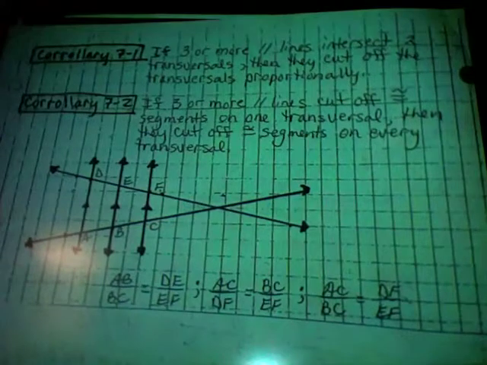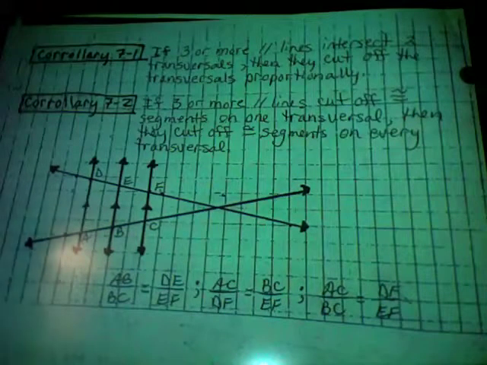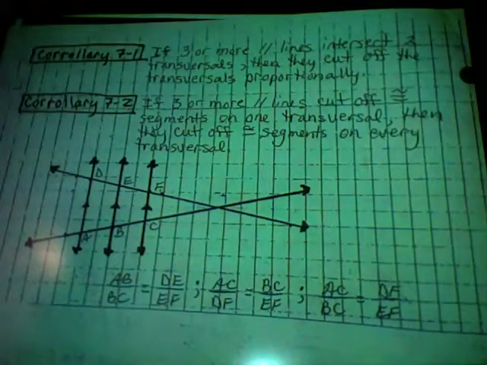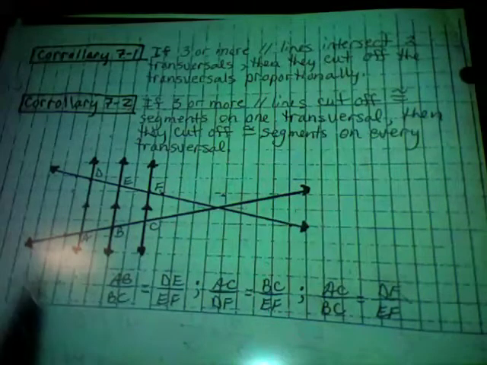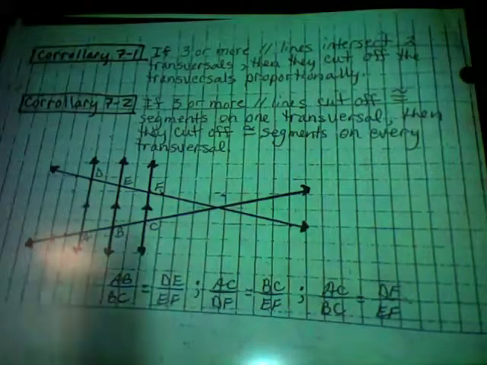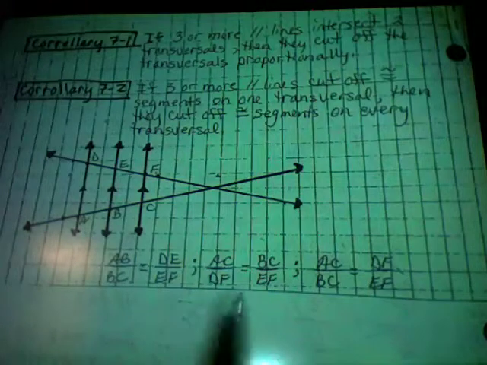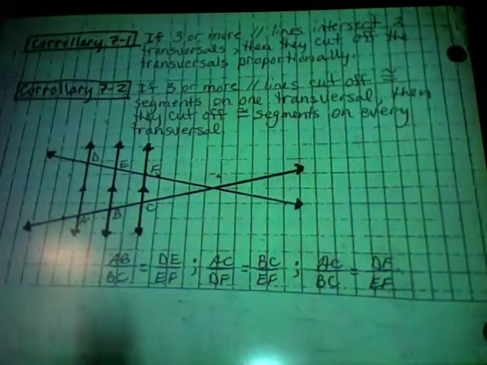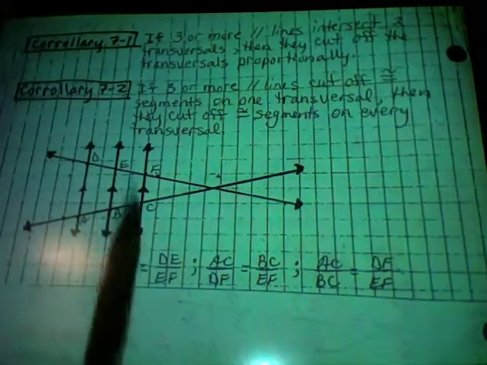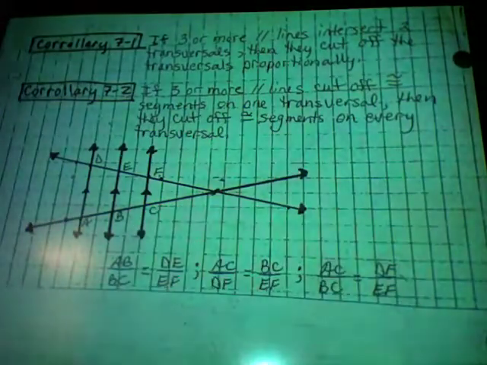Just two theorems and two corollaries. Corollary 7.1 says if 3 or more parallel lines intersect two transversals, then they cut off the transversals proportionally. And that's what we saw in one of those previous examples. So here's your many parallel lines, two transversals cutting through them. And I've written here all kinds of proportions that you could have written. These are not all of them. I only wrote 3 of them. But this is proportional to this. This is to this. This piece, if we actually had a point here labeled, would have been proportional to this piece.